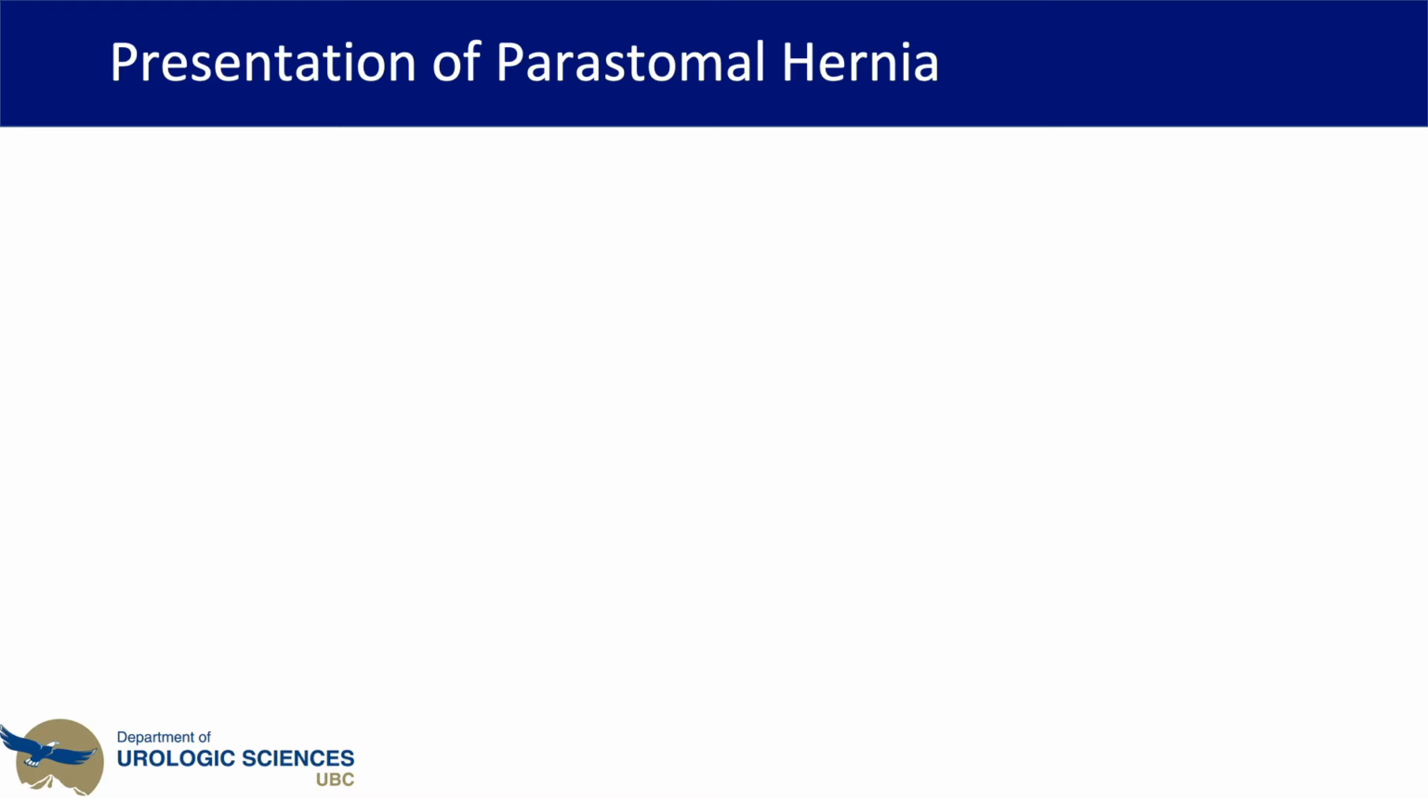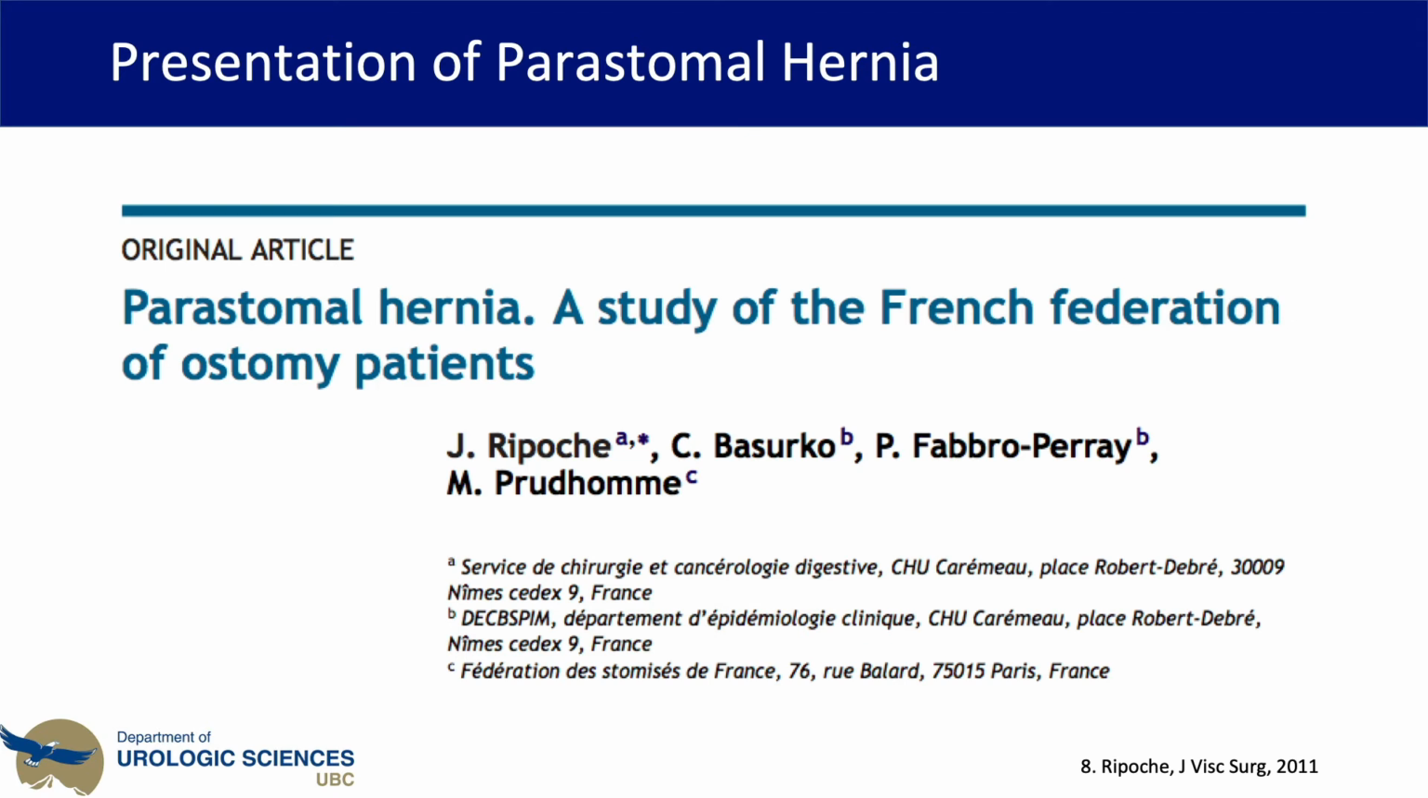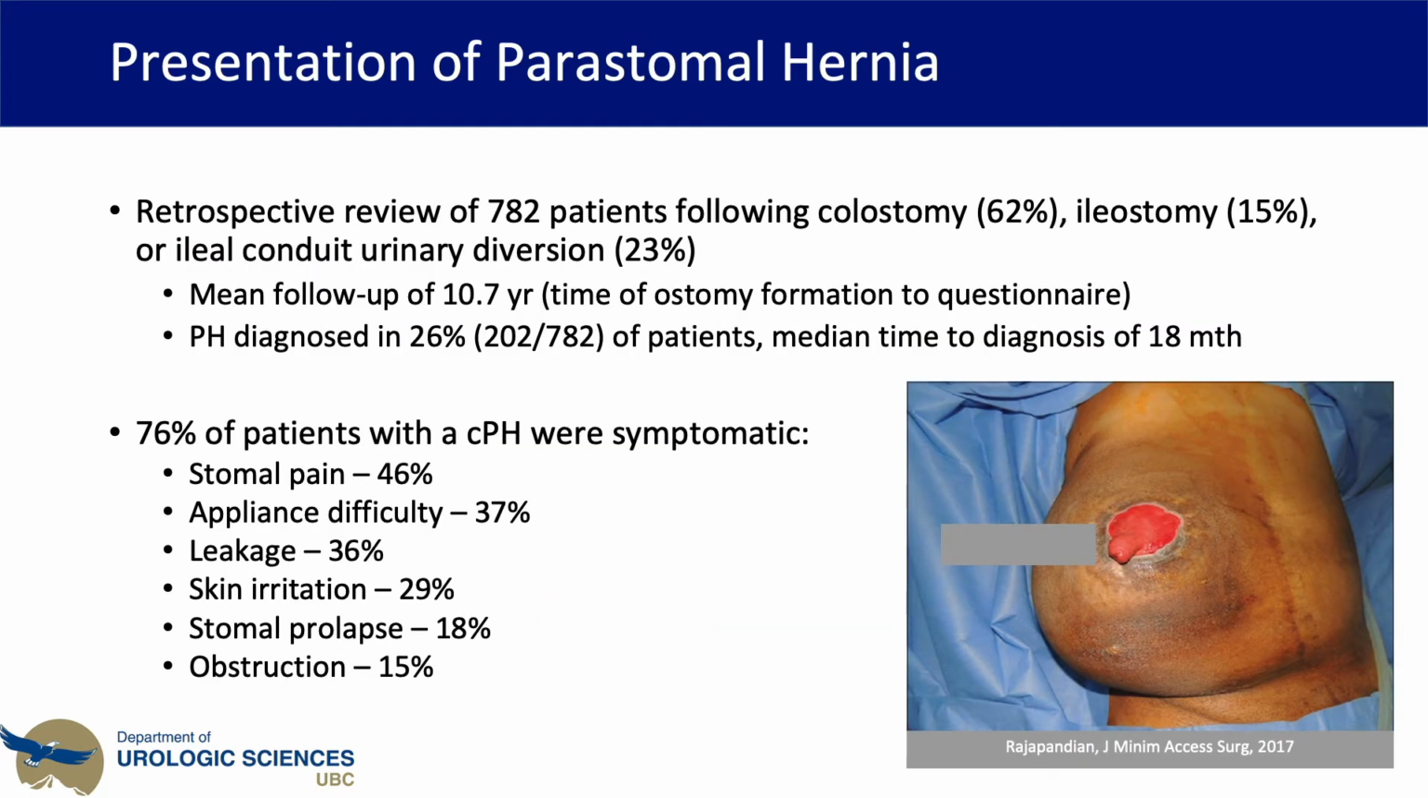Good, so moving on to the symptoms associated with a parastomal hernia. A paper looking at this comes out of France in 2011. Of note, this isn't specific to ileal conduits. This is a mix of stomas, so 782 patients, most of them undergoing colostomy, as well as a few with ileostomy, and 23% of patients with an ileal conduit urinary diversion. Here the mean follow-up time was 10.7 years, and this was looking at the time between their surgery and a self-reported questionnaire.